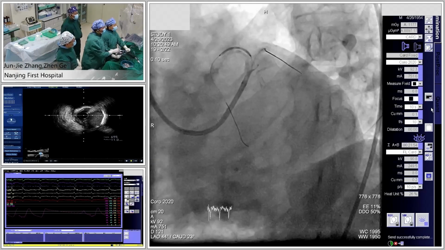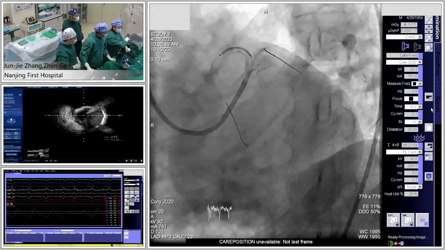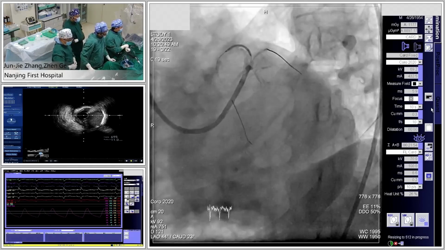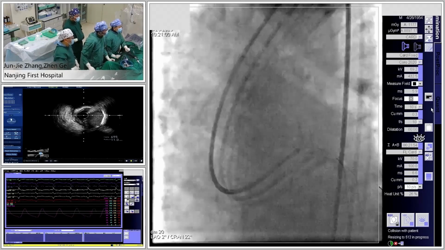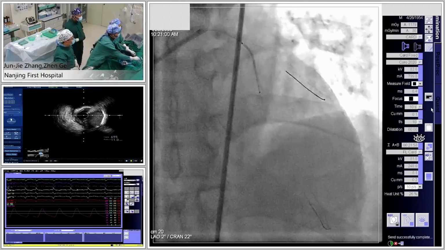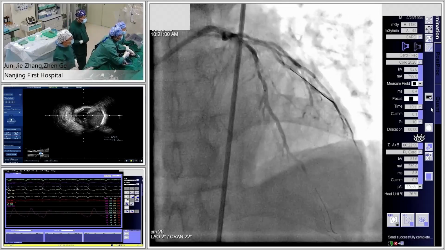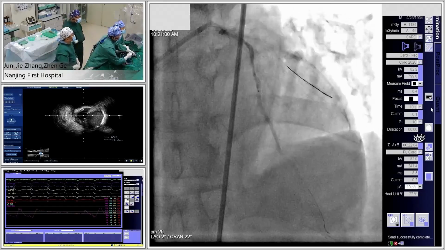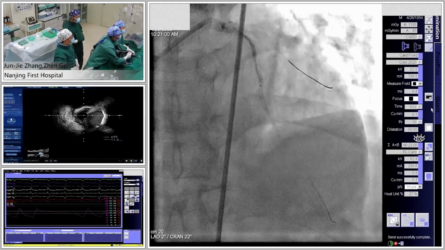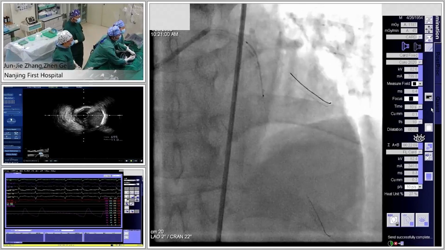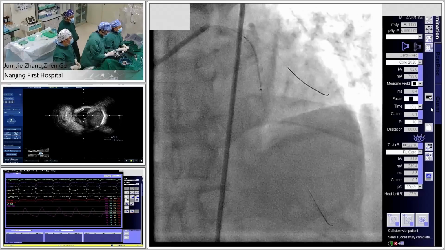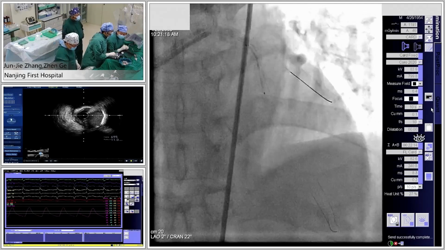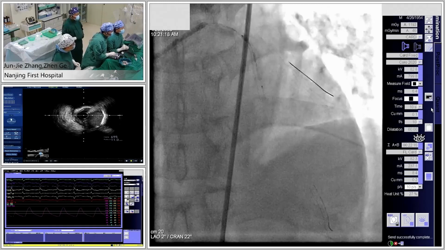How about the distal landing zone? I think we still need to go to the distal landing zone, because from the spider view we can actually go more distal. A little, 1 millimeter. Good. Nominal pressure. What's the nominal pressure? 9. Okay.